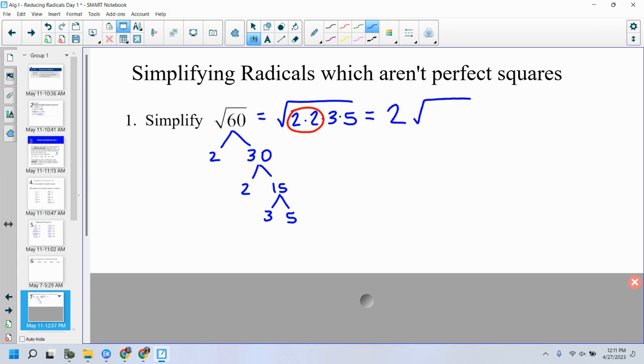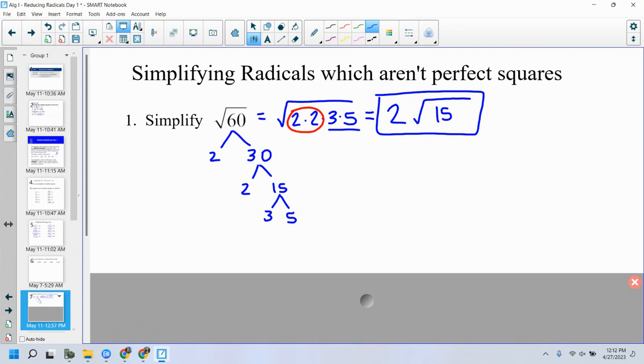A 2. And then on the inside, what's still there on the inside? The 3 and the 5, right? The 3 and the 5 didn't have buddies to come outside the house, so they got to stay inside the house. Okay, so 3 and 5, they can go back together to make 15, though. 2 radical 15 is my answer. That is what's called simplest radical form.